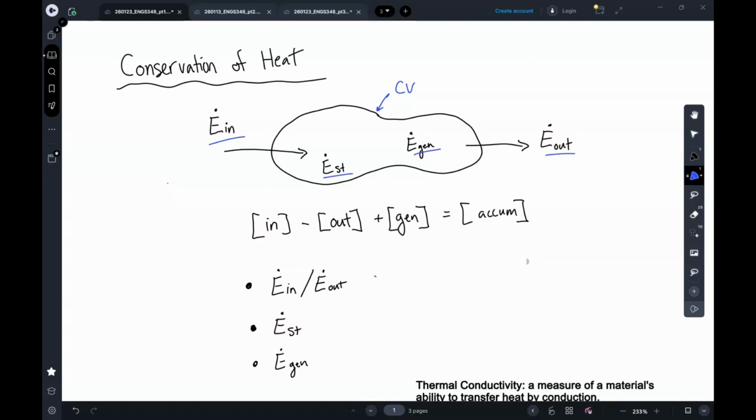So it can come in or out by conduction, convection, or radiation. It can be stored through temperature changes, and it can be generated by energy conversion. So like resistive heating or friction or any other energy conversion process where we're converting something to heat.